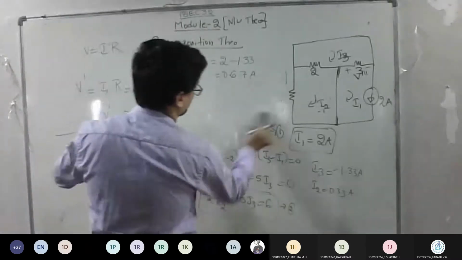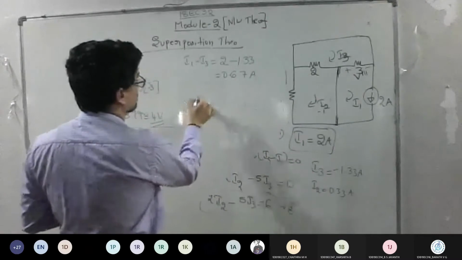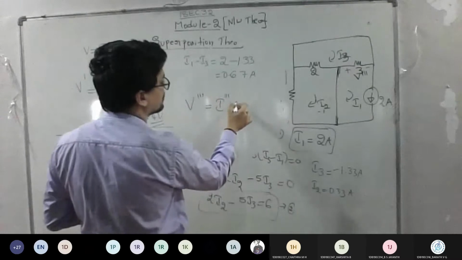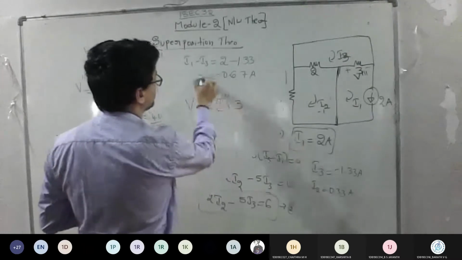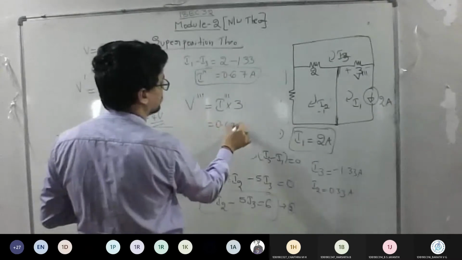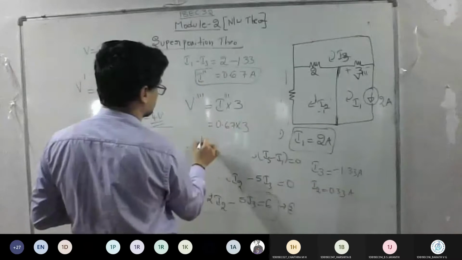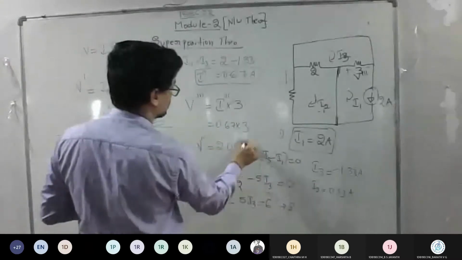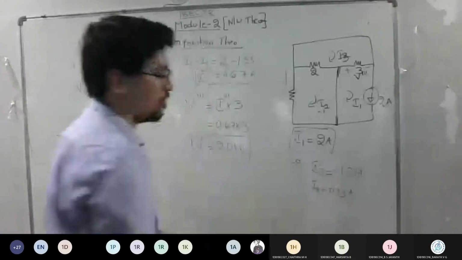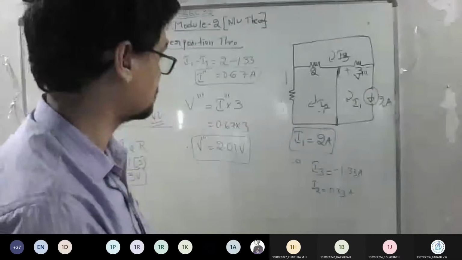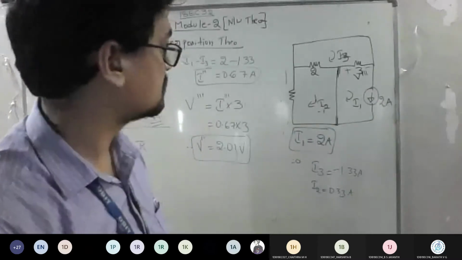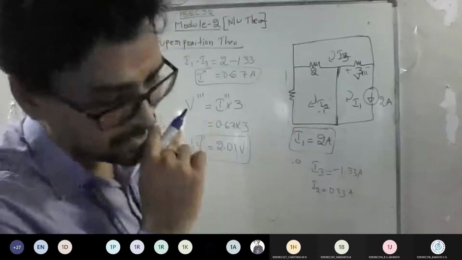So now what we should find? We should find V triple dash. Therefore V triple dash is equal to I triple dash into R. R is 3. So what is the answer you got? I triple dash, or the new current, is this. So 0.67 into 3. How much? 2.01 volts, sir. 2.01 volt. Good. So this is your last case answer, voltage. So any doubts anyone till here?